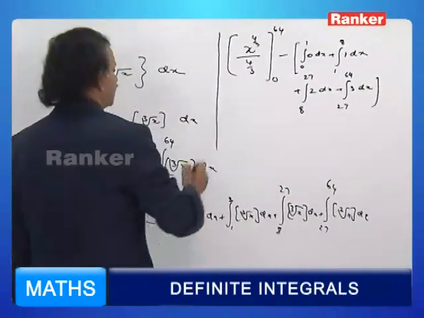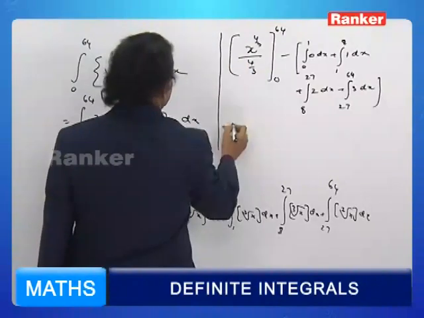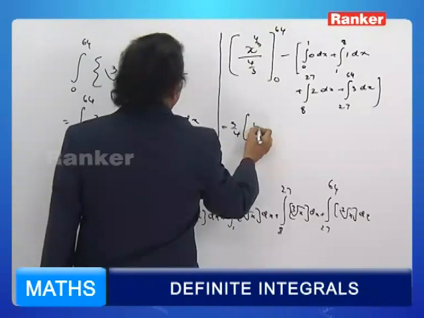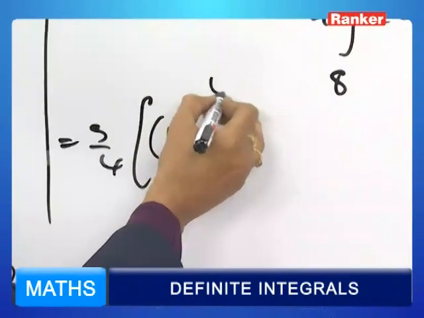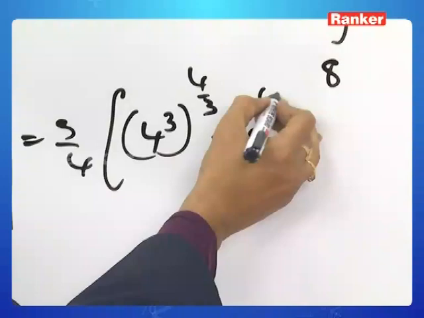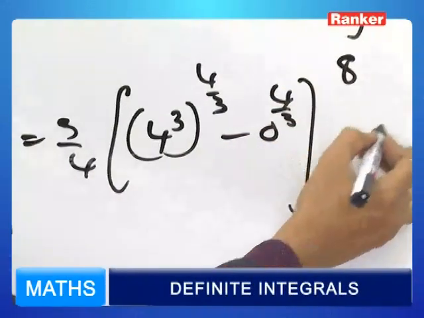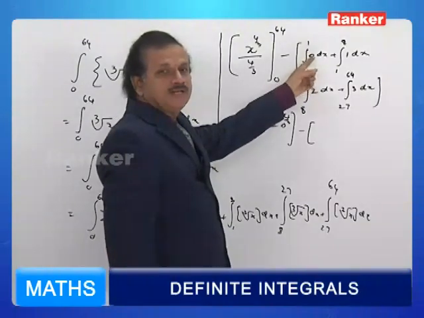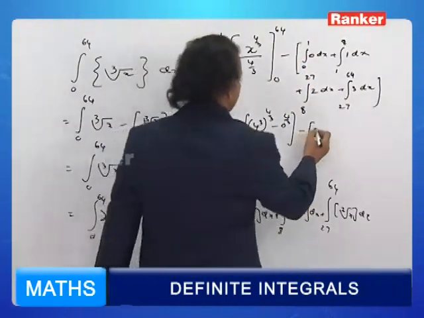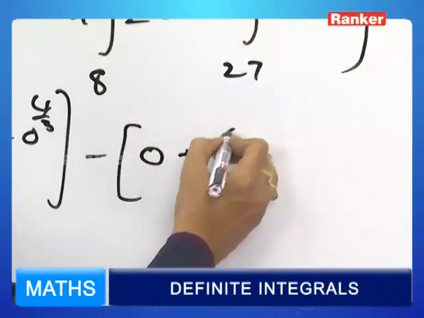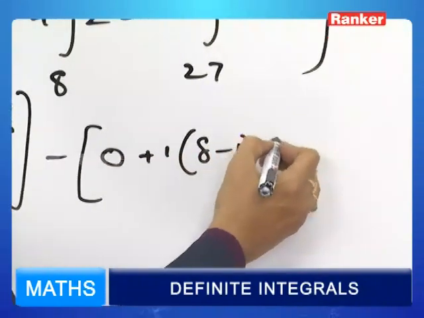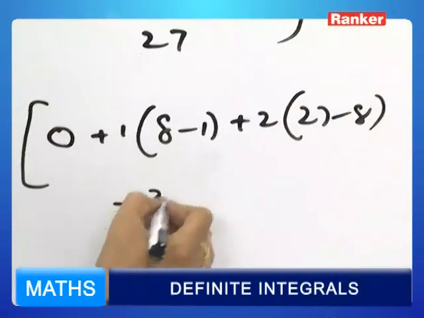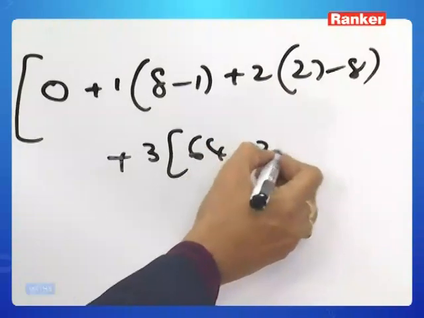Good. Let us simplify this. 4/3 becomes 3/4. 64 to the power 4/3 minus 0 to the power 4/3. This is 0. The integral is also 0. Forget it. Plus 1 into (8 minus 1) plus 2 into (27 minus 8) plus 3 into (64 minus 27).